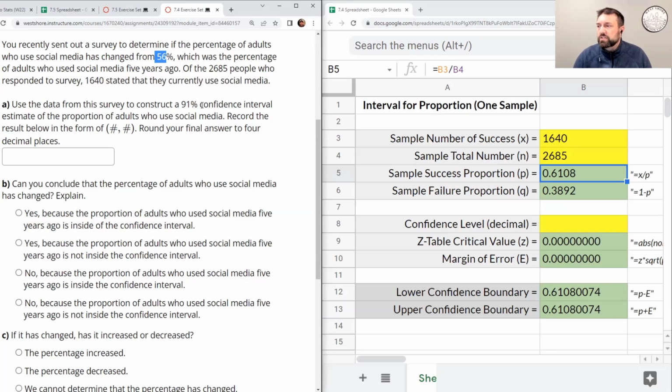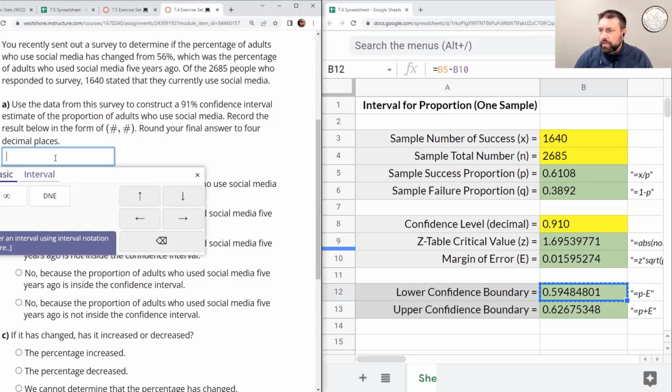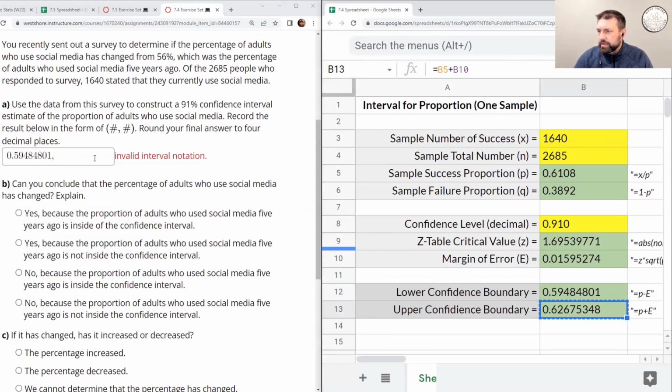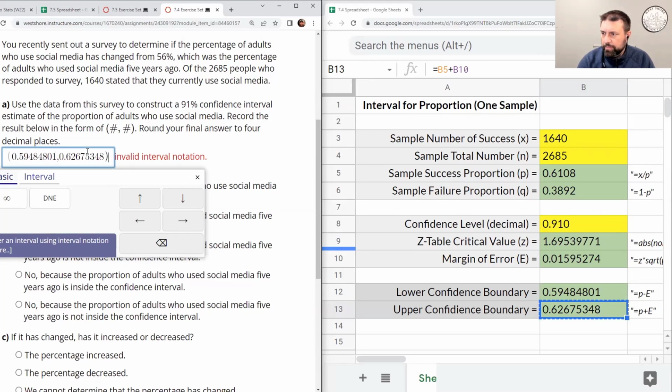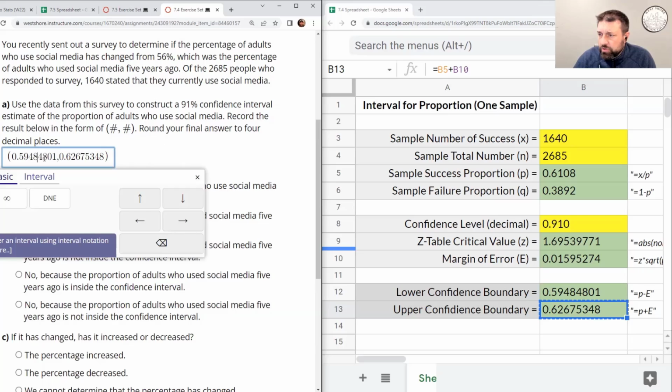So now we need to construct a 91% confidence interval. So I'm going to go to my confidence box. I'm going to put in 0.91. Here's my z-score. Here's my margin of error. And here is the interval. So I'm going to copy and paste that, enter a comma, copy and paste this. And then I'm going to put parentheses around the whole thing. Round to 4 decimal places.